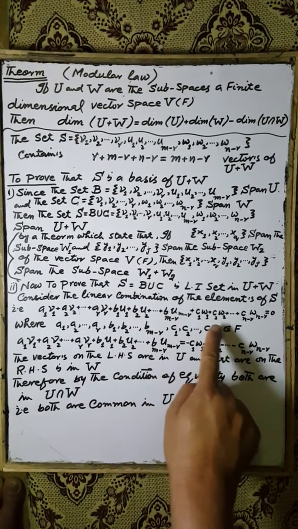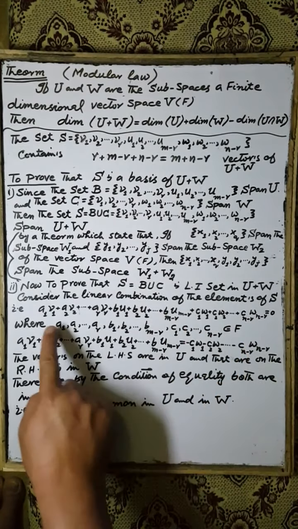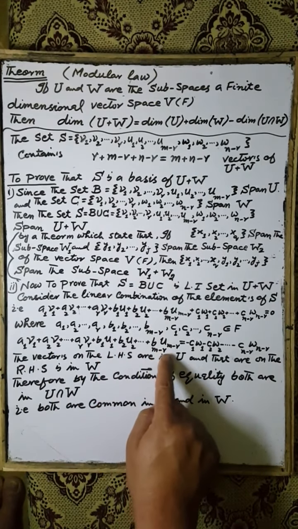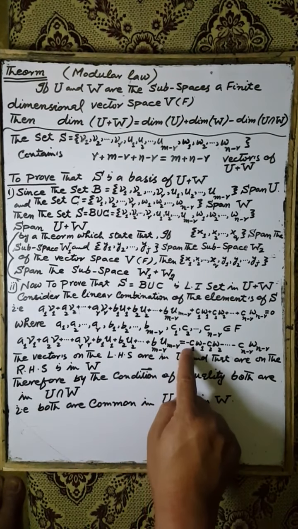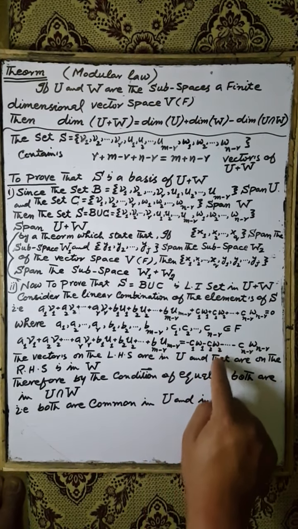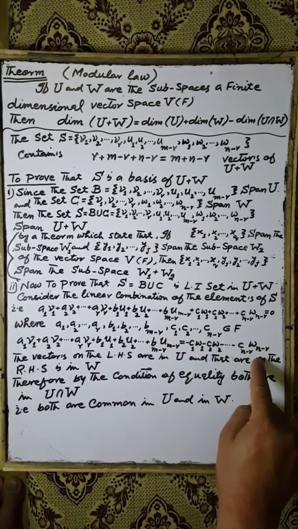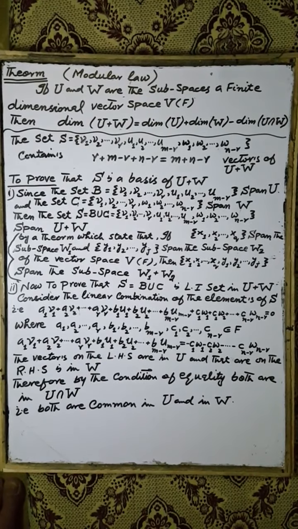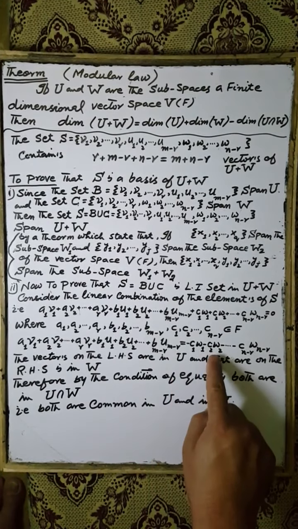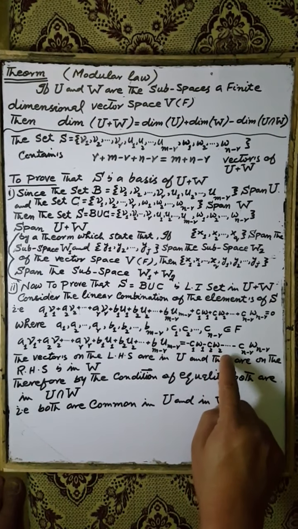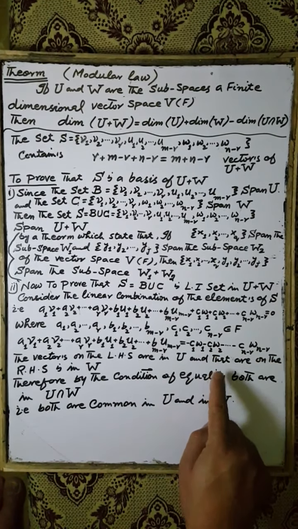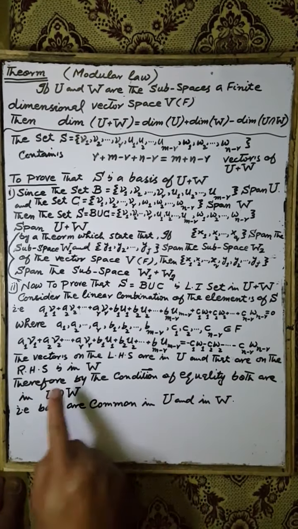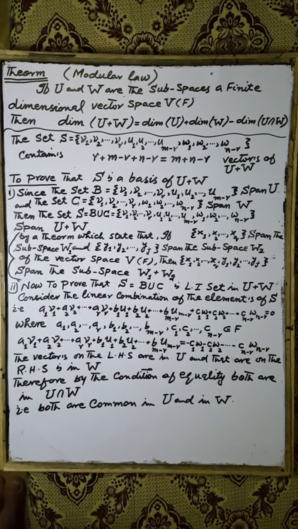Now rearrange the above linear combination, that is, a1 v1 plus a2 v2 plus ar vr plus b1 u1 up to b(m minus r) u(m minus r) is equal to minus c1 w1 minus c2 w2 up to so on minus c(n minus r) w(n minus r). That is, the vectors on the left hand side are elements of the subspace U, and the vectors w1, w2 up to w(n minus r) on the right hand side are elements of the subspace W.